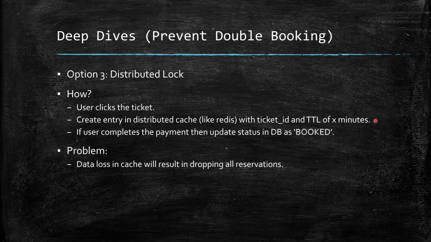The problem here, of course, this also has a problem. There's nothing in system design without a problem. The problem here is that data loss in the cache will result in dropping all reservations. So if your cache goes out, it gets deleted, the system gets restarted, your cache is an in-memory store and you are not persisting it. In that scenario, all the reservations that were active at the time would now drop off. This will be a bad user experience.